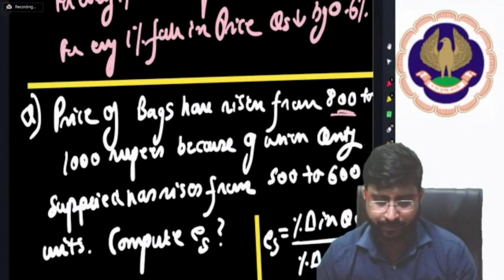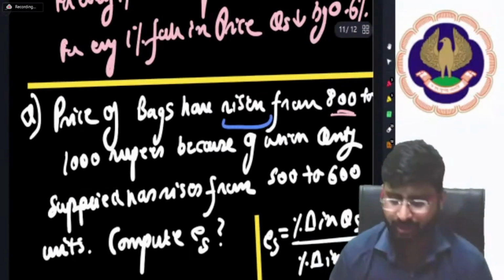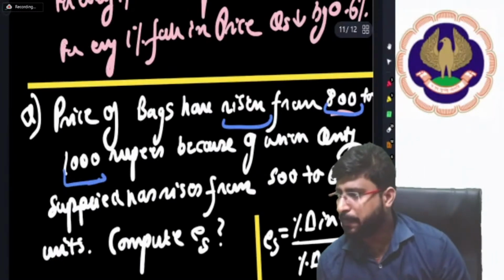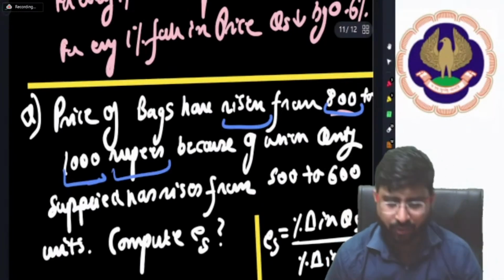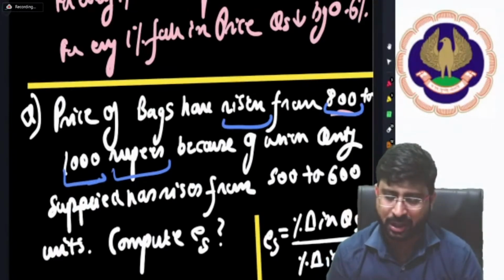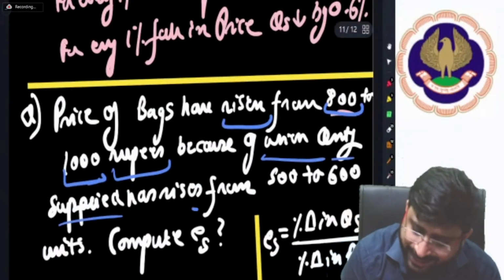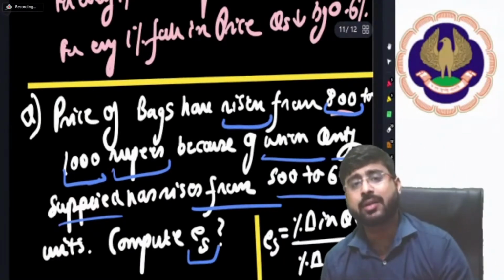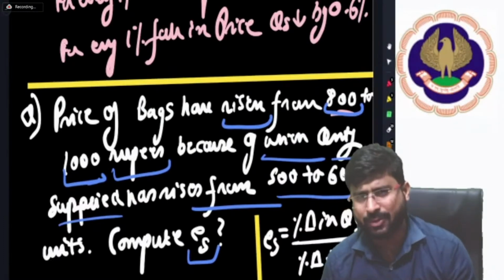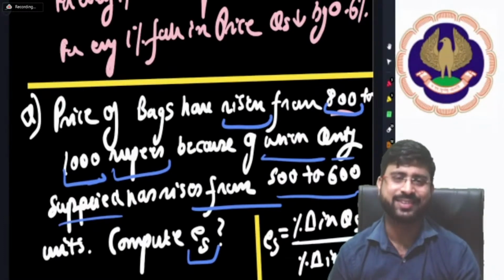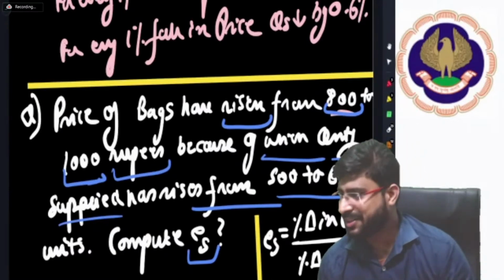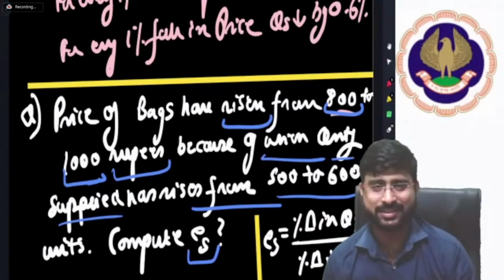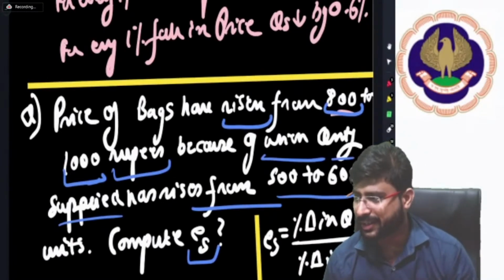So the question is, price of bags has risen from 800 to 1000 rupees, because of which quantity supplied has risen from 500 to 600 units. Compute elasticity of supply. Can you tell me what will be the answer, friends? Yes, you all are absolutely correct.